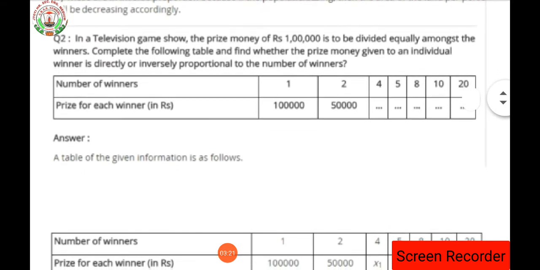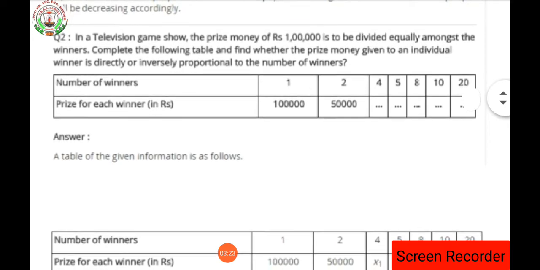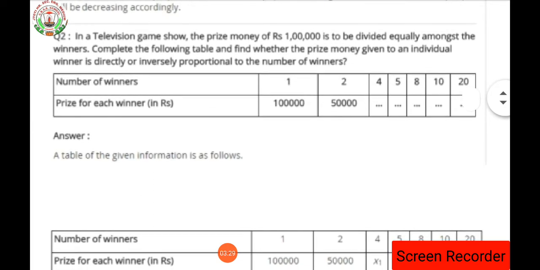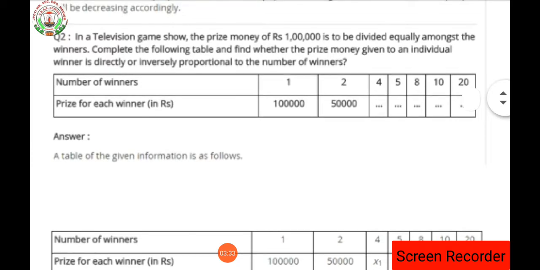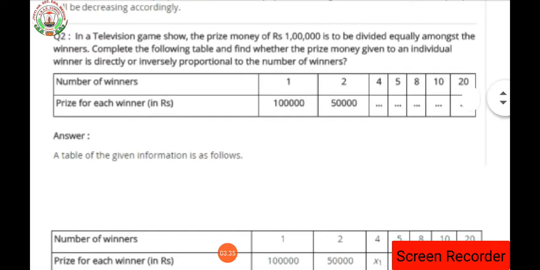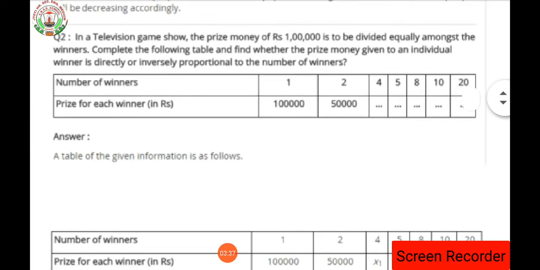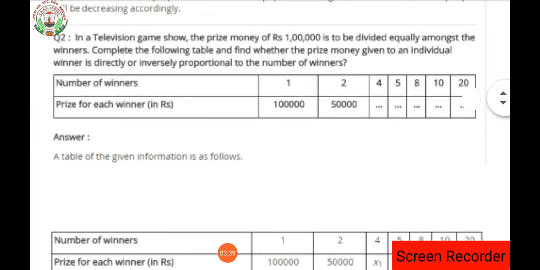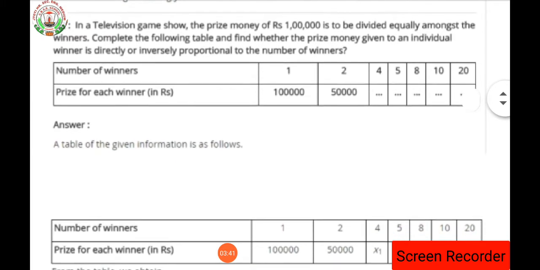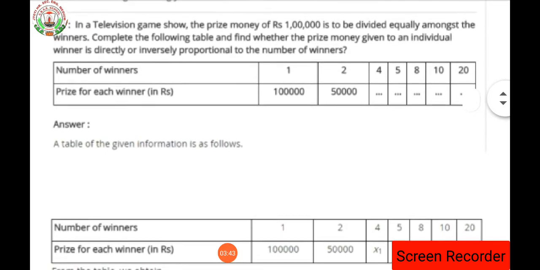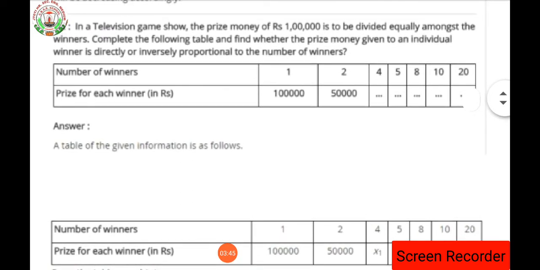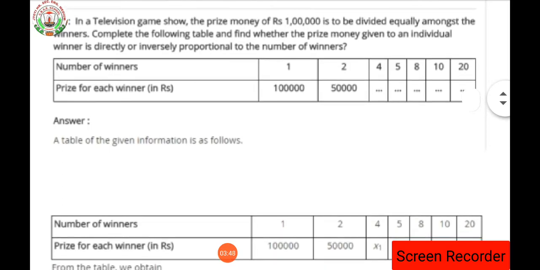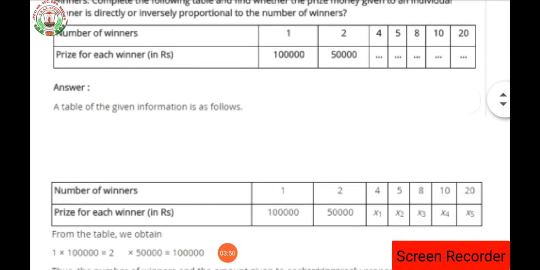Here the number of winners is 1. If the number of winners is 1, then that one person gets 1 lakh. If the number of winners is 2, then 50,000 will be given to each person. If the number of participants is 4, that means 25,000 each, isn't it? In this way we have to find the prize money distributed among 4, 5, 8, 10 and 20 persons. Okay, look at the solution.